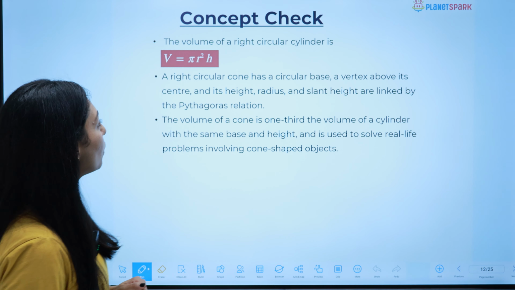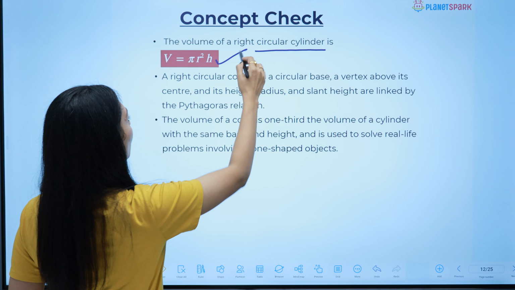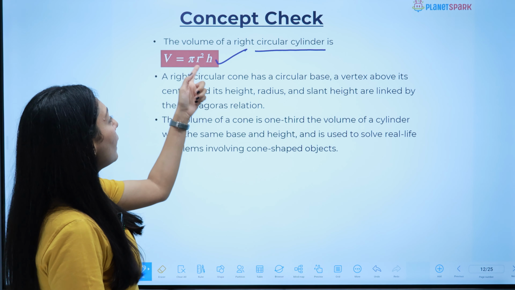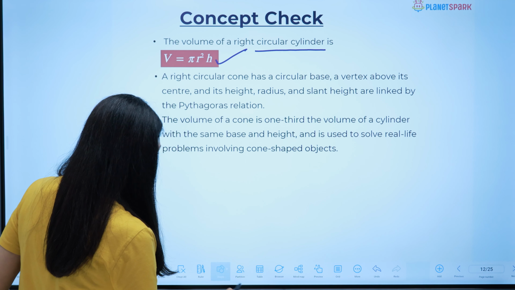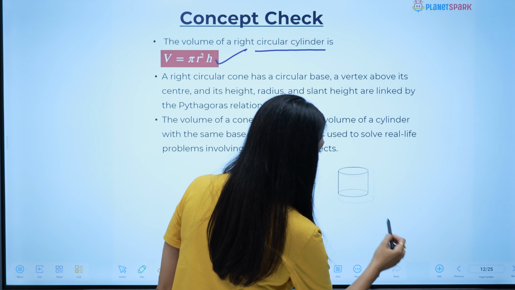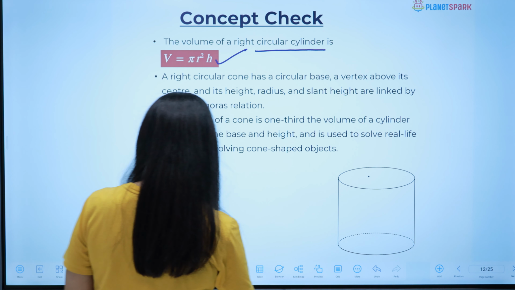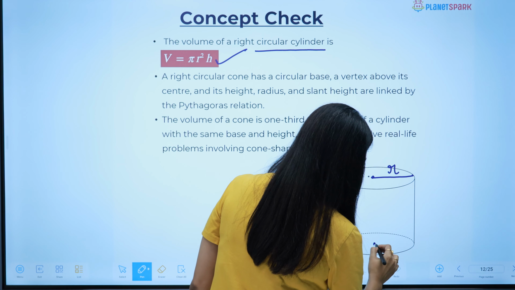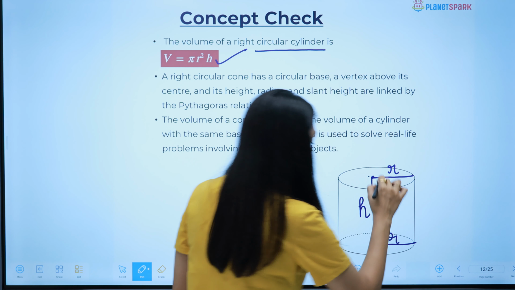Now, the volume of right circular cylinder, everybody, that is given by the formula V is equal to pi r square h. V is the volume, r is the radius of the cylinder and h is the height of the cylinder. So, let's have a cylinder here and let me tell you how do we find it there. Okay, so this is the circular face here and for this the radius is r. दोनों faces की radius same होगी and this is the height h, right?